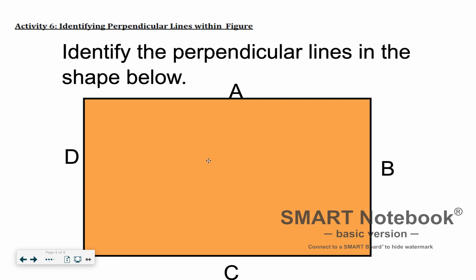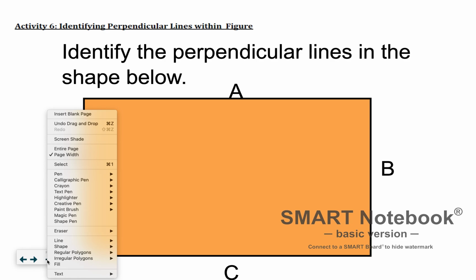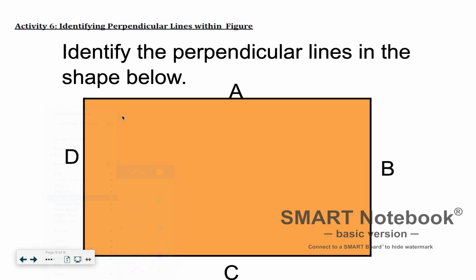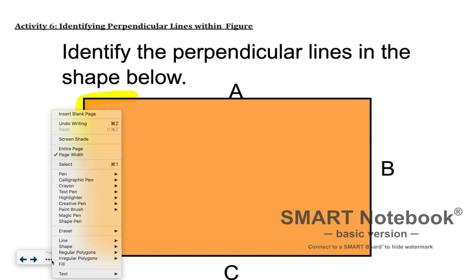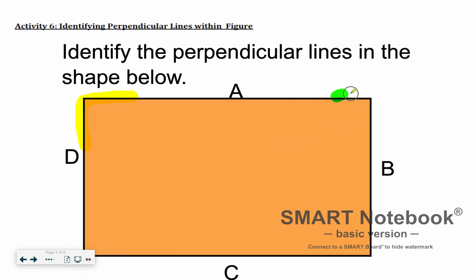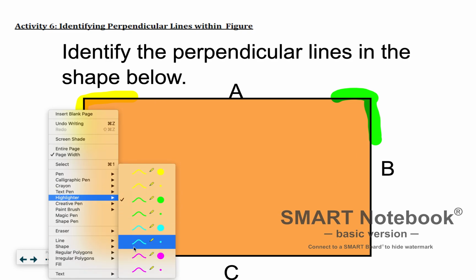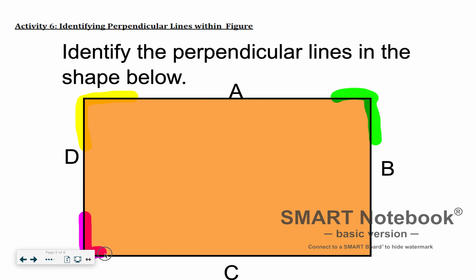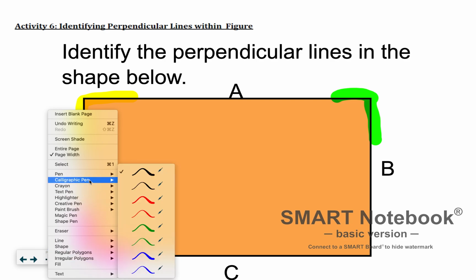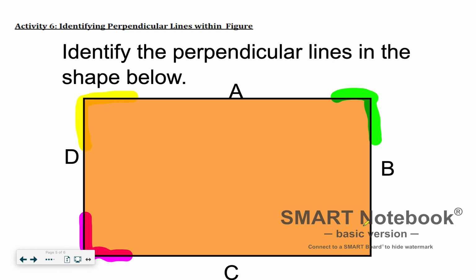Now we need to figure out which two lines can be perpendicular. Well, using my highlighter, I can see that A and D meet at a perfect right angle, so they're perpendicular. I see A and B are perpendicular because they meet at a perfect right angle. I can see D and C meet at a perfect right angle. They must be perpendicular. And same with B and C.